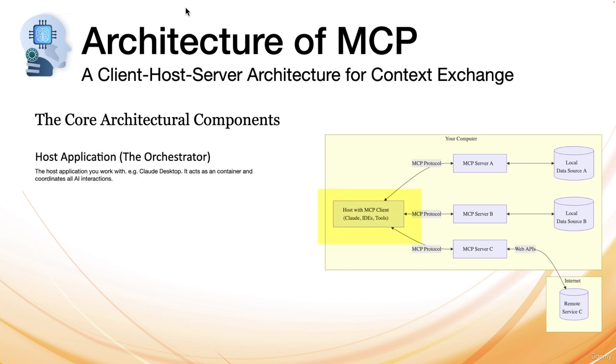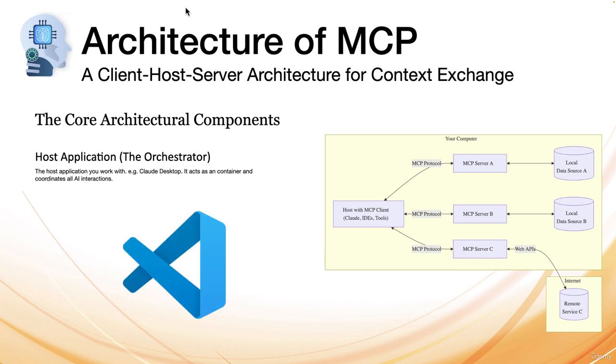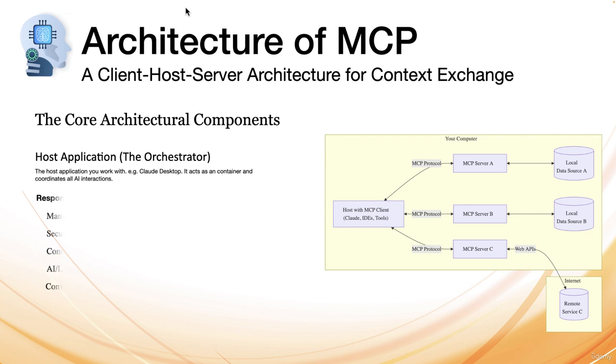So the first component of this architecture is the host application, also known as the orchestrator. The host application is the primary AI or LLM application, for example, a desktop AI assistant like Claude Desktop, an integrated development environment like Visual Studio Code, and so forth. It acts as the container and coordinator for AI interactions.